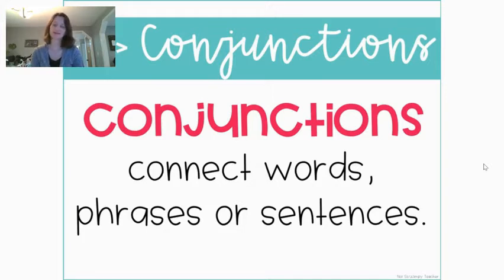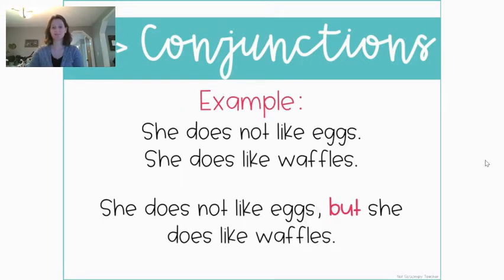And I know the last couple of grammar lessons have been kind of long and there's been a lot to take in. So hopefully this one here will be a little more straightforward because conjunctions are just simple little words you're really familiar with that connect words, phrases, or sentences.